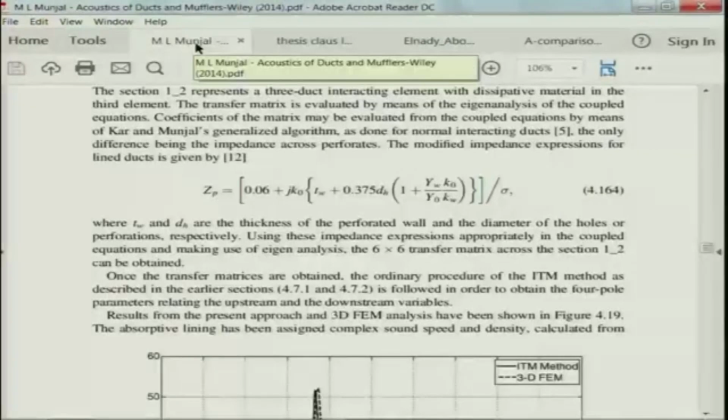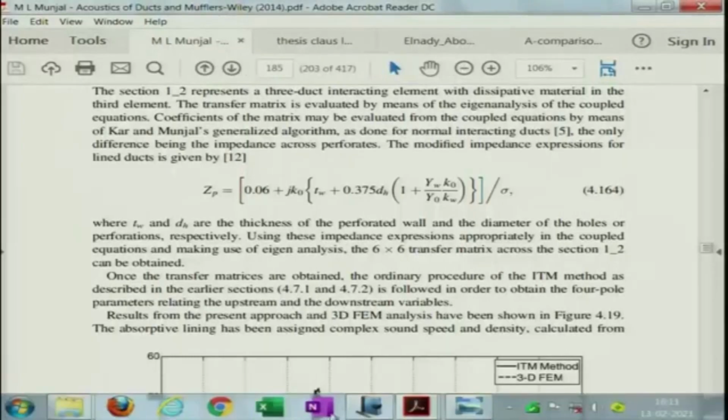For our cases, since next week we will be doing reactive mufflers without any dissipative material, we will probably use the expression given by Elnady. So, I guess it is time to get back to some muffler analysis using MATLAB and get back to the presentation.